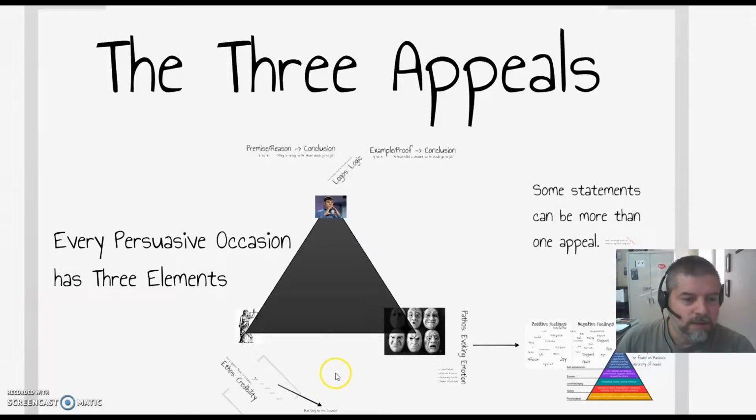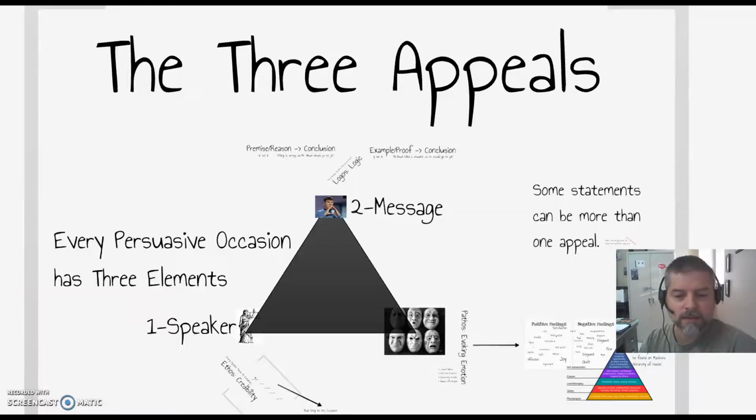Every persuasive occasion has three elements. The first element is the speaker himself, and again, the speaker's main objective is to establish credibility, and this is whether you're speaking or writing or whatever medium you're using. Aristotle was mainly talking about speaking. Secondly, you have the message. The message that you're putting out there needs to be logical.